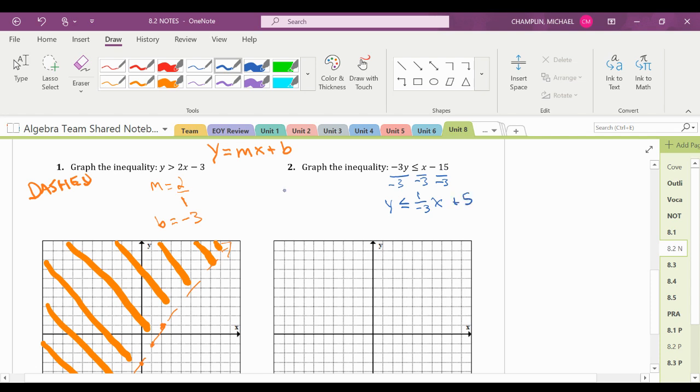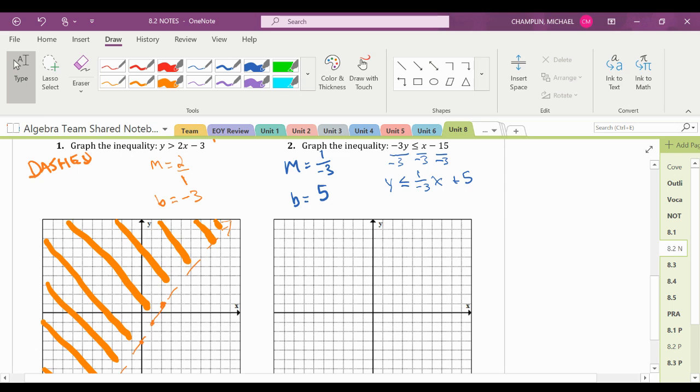If you notice, my m value is going to be equal to 1 over negative 3, and my intercept is going to be 5. So my starting point is 5, and my slope is 1 over negative 3. I'm going to go find 5. 1, 2, 3, 4, 5. I am going to go up 1, left 3. I can also go down 1, right 3.